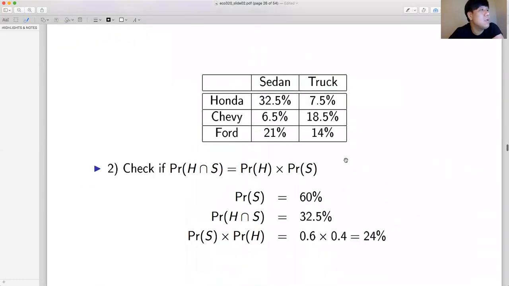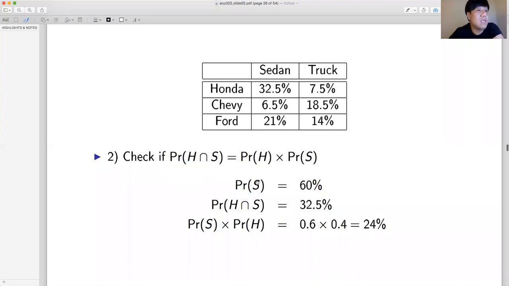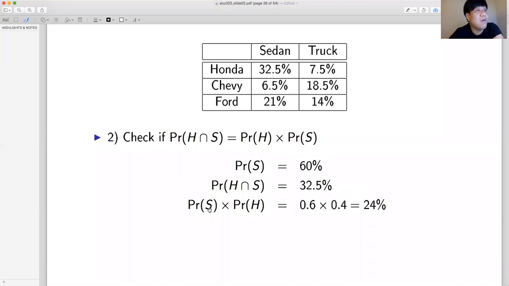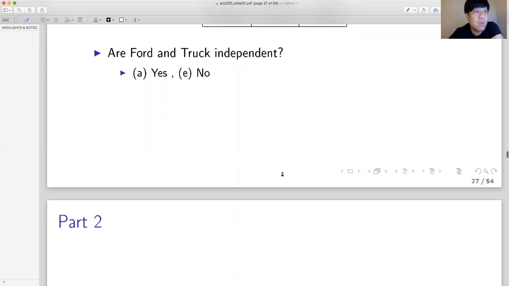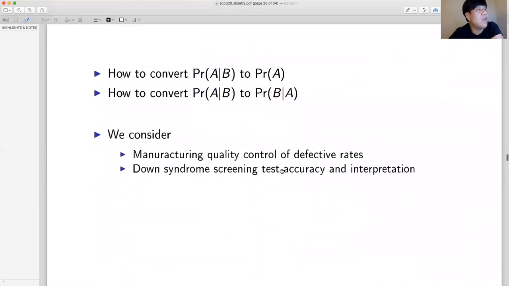So we can check whether they are the same. Are they the same? No, right? So probability of S intersection H, here S intersection H is 32.5, but this is not equal to 24%. That means they are not independent. That is how you conclude that. So can you say Ford and truck are independent? Ford and truck over here. In other words, is 14% equal to the probability of truck, which is marginal probability, times the probability of Ford? You can try and let me know what you found, okay?